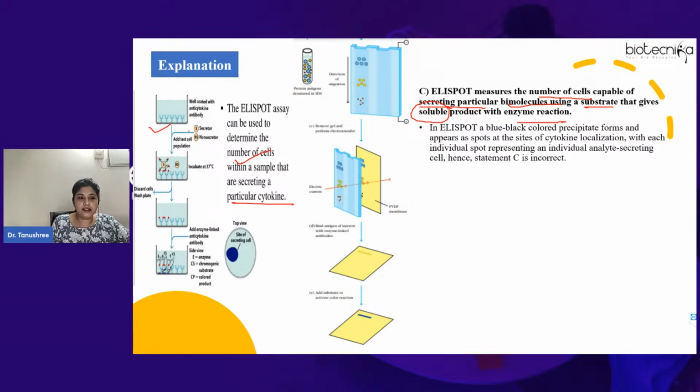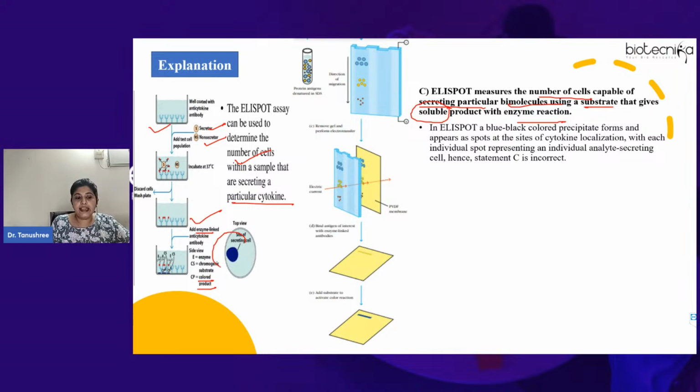So here you can see some cells will secrete, some will not secrete. Those cells which secrete, the cytokines will attach to the antibody, and then you can use the secondary antibody which is conjugated with the enzyme. So you will add another enzyme-linked anti-cytokine antibody, and you add a substrate, and this enzyme will catalyze the conversion of the substrate into a colored product.